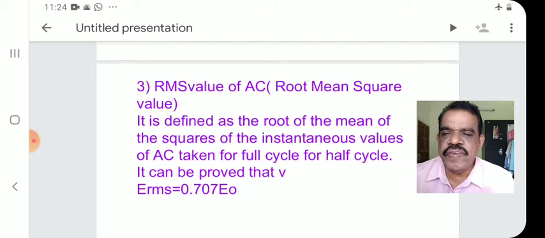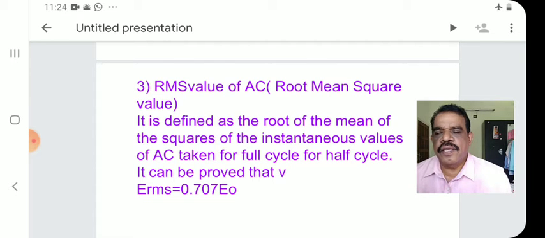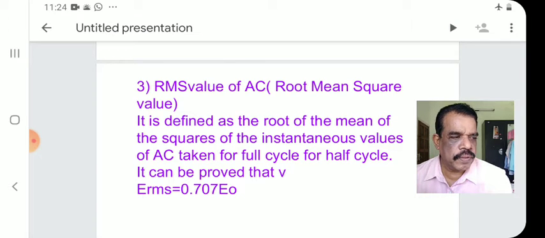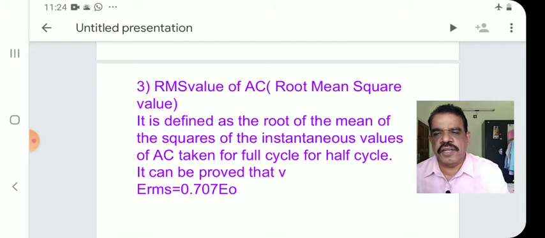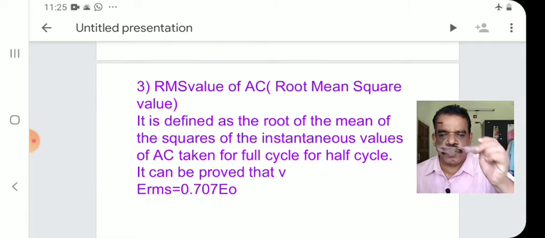AC shocks are more severe than DC shocks. Why? The answer is, when we say an AC value 220 volt or 230 volt, its peak value comes above 300 volt. So, 300 volt shock or 230 volt shock, which is greater? The 300 volt shock is greater. Since AC has a peak value which is greater than the RMS value or DC equivalent, the AC shocks are more severe than the corresponding DC shocks.